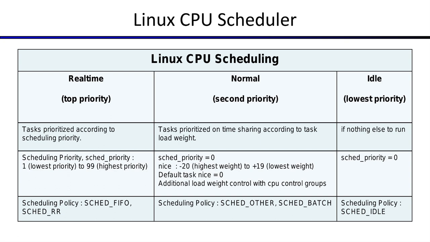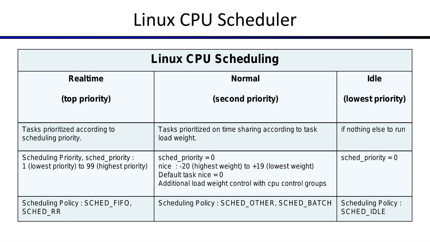Real-time scheduling is, as the word says, real-time, and you want to make sure real-time processes get CPU when they need it. The tasks here are prioritized by their scheduling priority, so you can have more than one real-time process, and they're scheduled by their priority. One is the lowest scheduling priority, and 99 is the highest. So if you have two tasks and one task's priority is one and the second task's priority is two, the one with scheduling priority two will run. Real time is all priority based. If there is a higher priority task, that high priority task will run, so the lower priority will not get CPU.